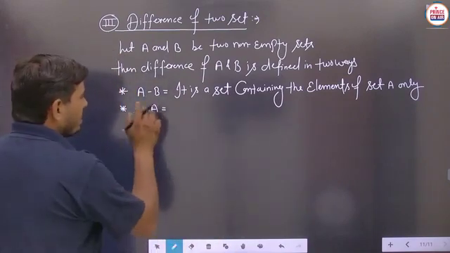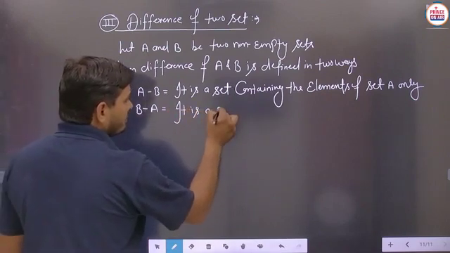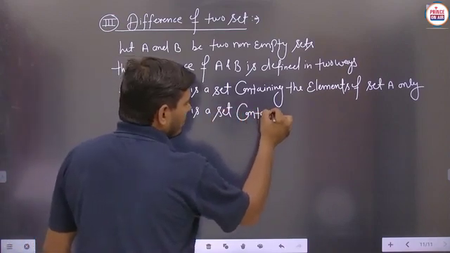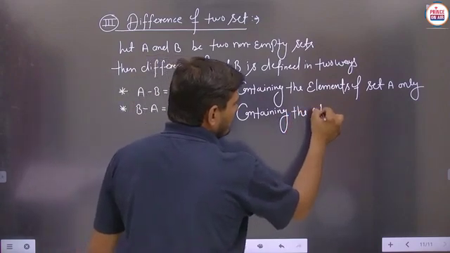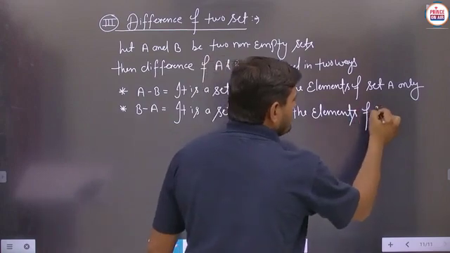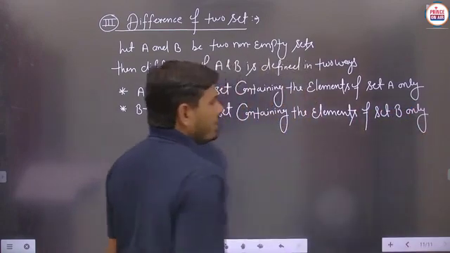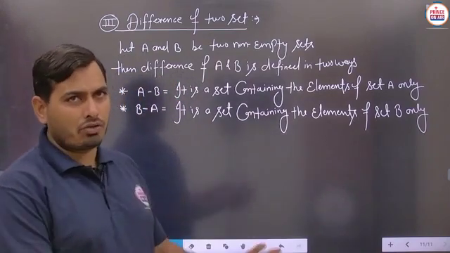Next, B minus A. You can say that it is a set containing the elements of set B only. Is it clear? So basically student, we have to see the basic criteria of the difference of two sets.